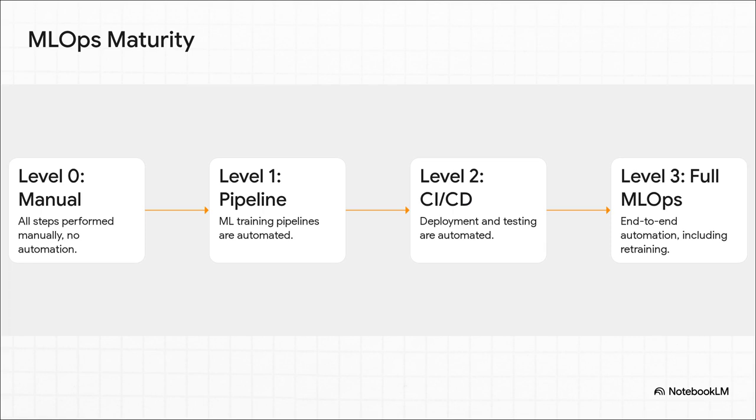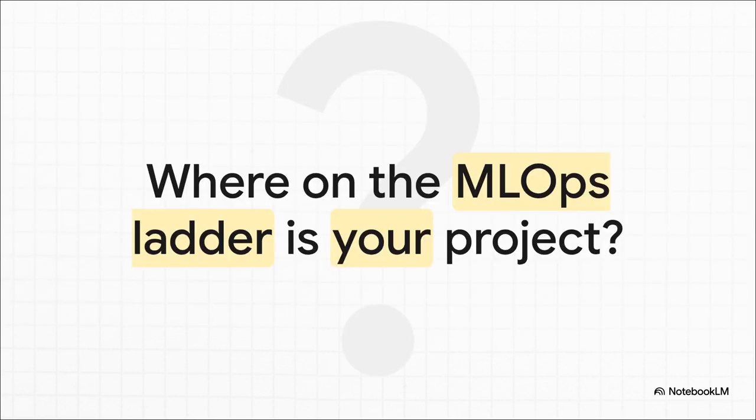Then you graduate to level 1, where you've automated your ML pipeline. Nice. Level 2 is when you bring in CI/CD and automate the model deployment itself. But the holy grail, the top of the ladder, is level 3. This is full end-to-end automation, where the system is smart enough to detect drift and automatically trigger a retraining pipeline all on its own. And that journey, right there, from manual chaos to a self-healing, fully automated system, that is the core promise of MLOps.